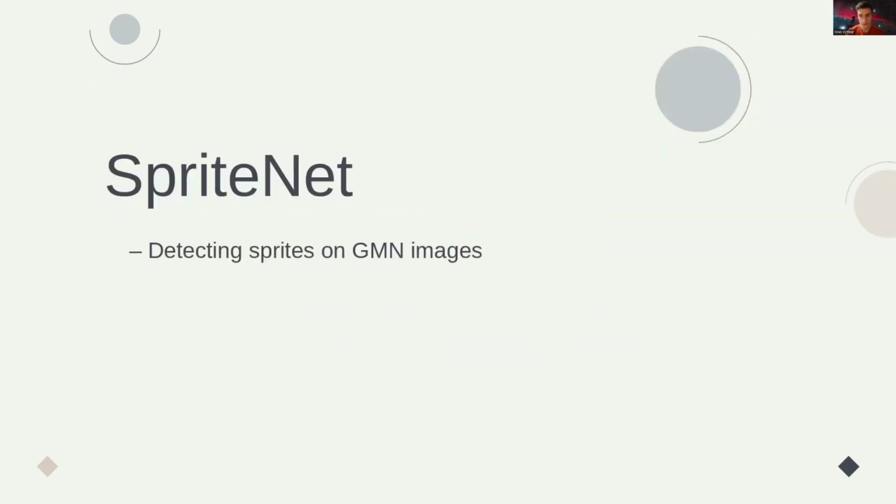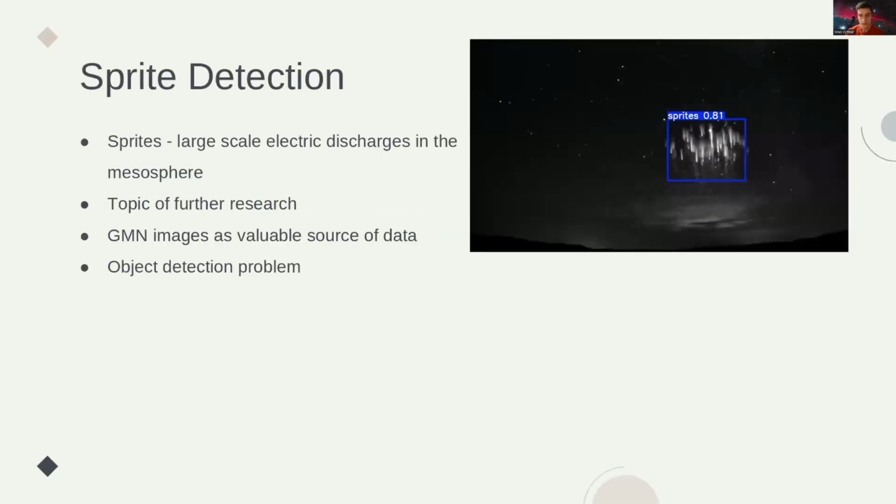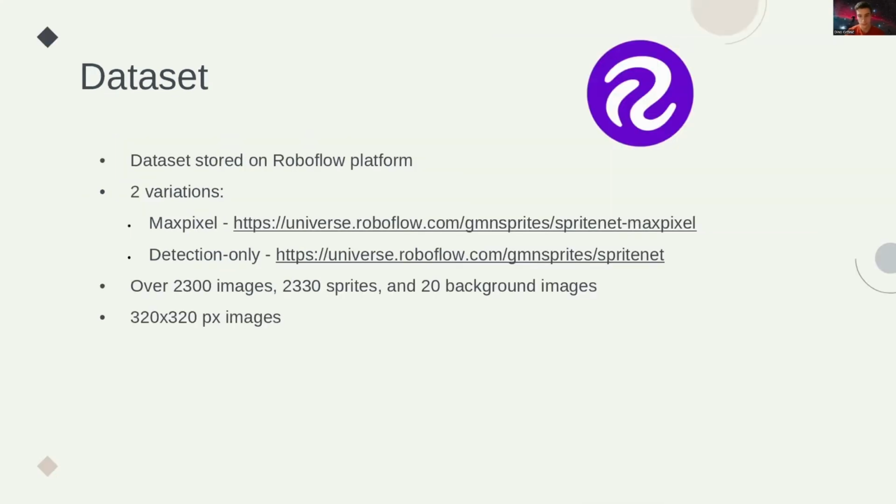Now for the SpriteNet project. Sprites are atmospheric phenomena that have not yet been thoroughly researched, and in researching them, data from GMN cameras can prove very insightful, and it can show us how and when these structures form. But to fully utilize this data, it is not enough to just detect if an image contains a meteor or not, but it would also be best if we could detect where on images these sprites appear, and machine learning models happen to be great for this task.